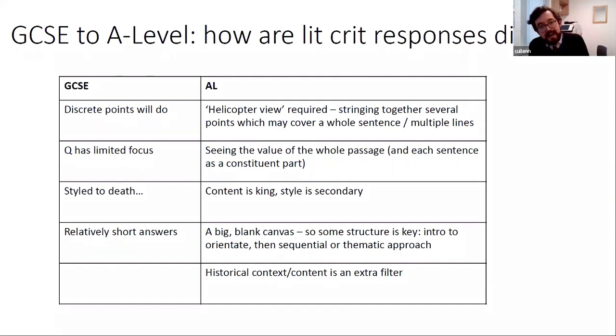And then, of course, at A-level, you've got the extra aspect that having a greater, more nuanced awareness of context, historical, cultural, is an extra added thing you can weave into a lit crit. It's not going to be the primary focus of your answer, but it may well come in at times. So all of those make it a much more sophisticated challenge, if you like, but also much more interesting.